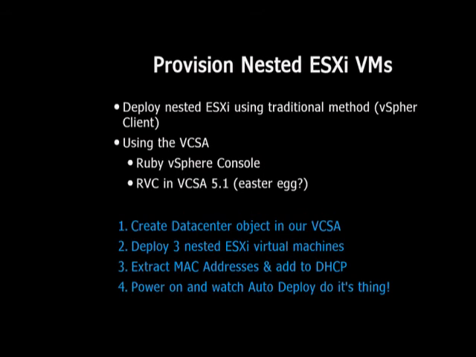All from the CLI. We can create a data center object in the VCSA that we just created. We can deploy 3 nested ESXi VMs. We'll go ahead and extract the MAC addresses, update our DHCP server, and then we'll power on our VMs, and it'll automatically provision itself using the auto deploy server that we just configured. So in this video, I'm using RVC. We're actually connecting to the VCSA that we just deployed. So I'm logging in right now.